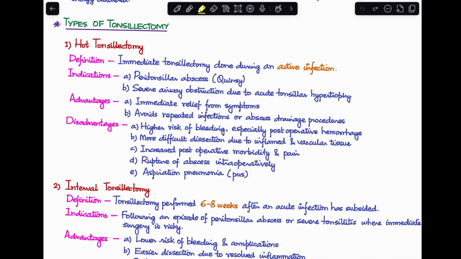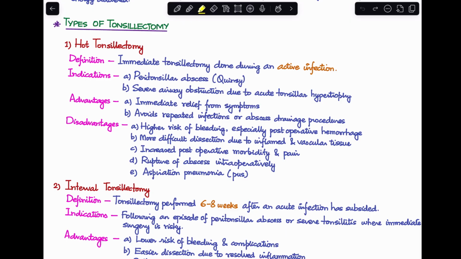Okay, let's get started. So, there are two different types of tonsillectomy that we need to know about, and they are hot tonsillectomy and interval tonsillectomy. Now, these are very important viva questions for your practical exams when you get a long case on acute tonsillitis or chronic tonsillitis, and inevitably you'll end up in these questions.